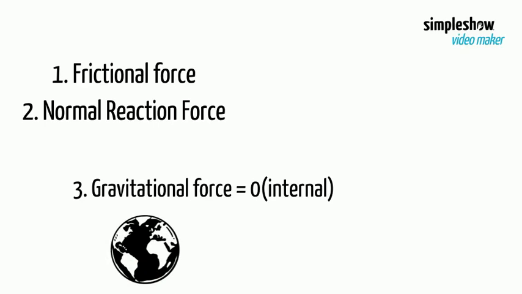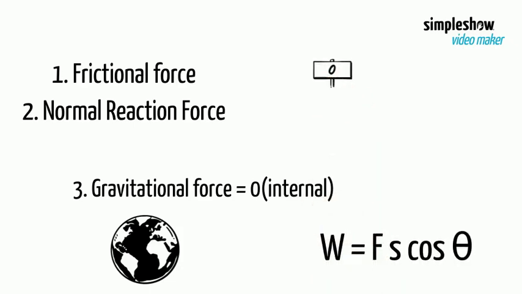1. Frictional force. Since it's rolling, the point of contact keeps changing, as such there is no displacement, hence the work is 0. 2. Normal force. W equals F s cos theta, but theta equals pi/2, hence this will also be 0. Therefore, total work equals 0.